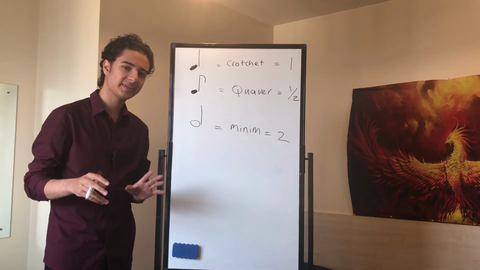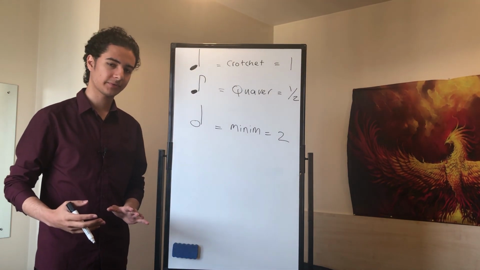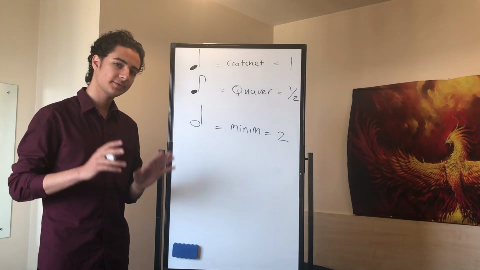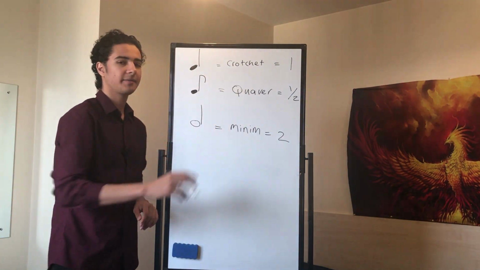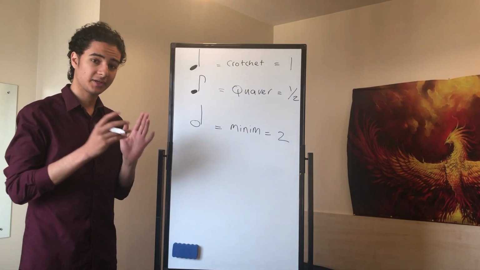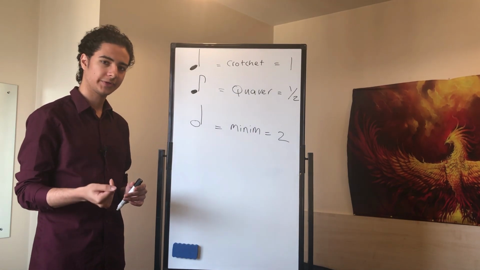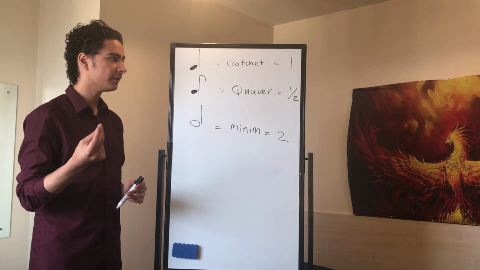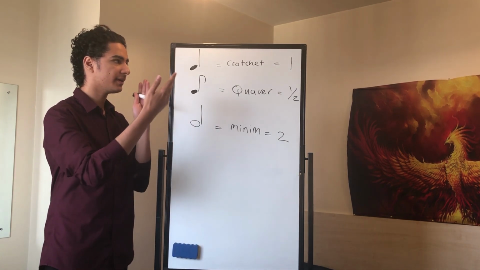So to quickly integrate this into what we know so far, let's say that we're counting in 4, okay? So I'm saying 1, 2, 3, 4. If every note I'm playing is going to be a crotchet, I'm going to be playing 1, 2, 3, 4, 1, 2, 3, 4. And so far we've mostly been playing in crotchets.